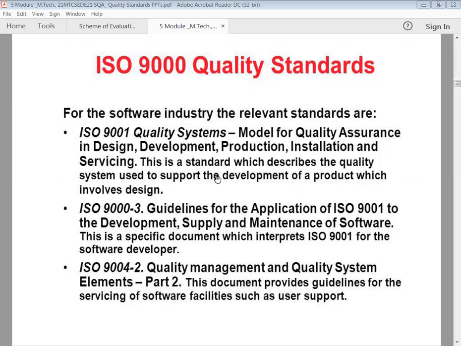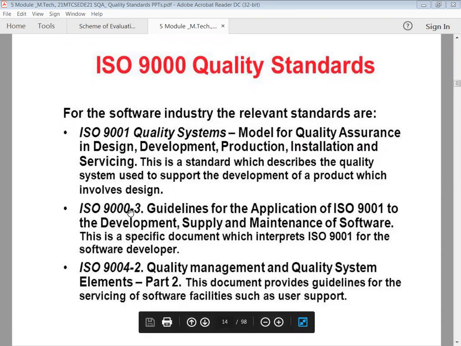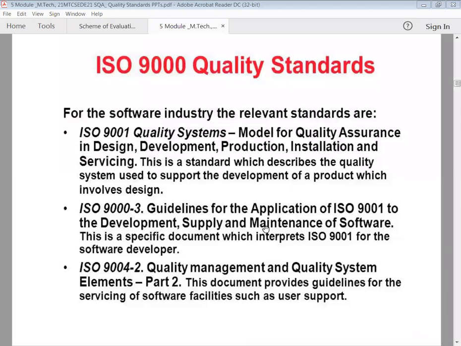This is a standard which describes the quality system used to support the development of a product, which involves design. So the ISO 9001 quality systems subsection gives you a standardized method for quality assurance in design, development, production, installation, and servicing. The same way, the subsection ISO 9000.3 gives you the guidelines for application of ISO 9001 to development, supply, and maintenance of the software. This is a specific document which interprets ISO 9001 for the software developer. The section 9000.3 also gives you a clear guideline for development, supply, and maintenance.